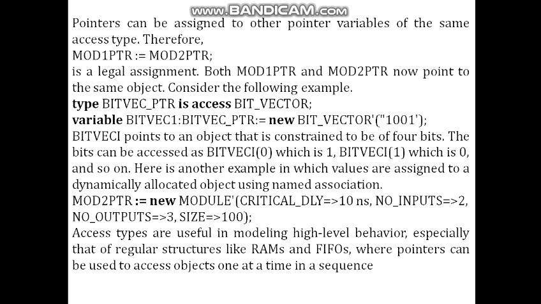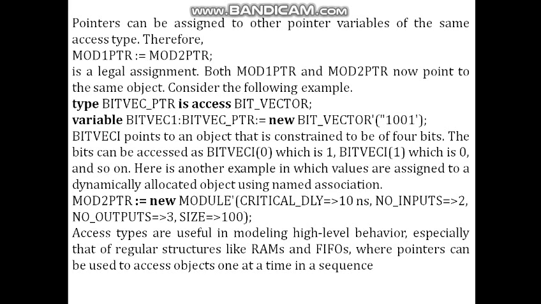A pointer can be assigned to another pointer variable of the same access type. Therefore, mod1_ptr := mod2_ptr is a legal assignment, and both mod1_ptr and mod2_ptr now point to the same object.